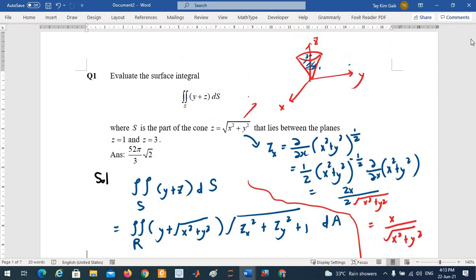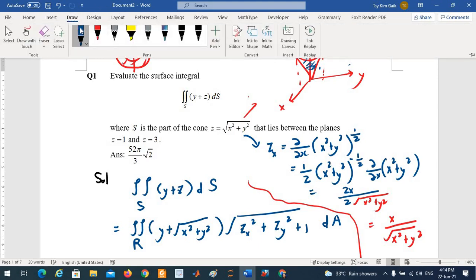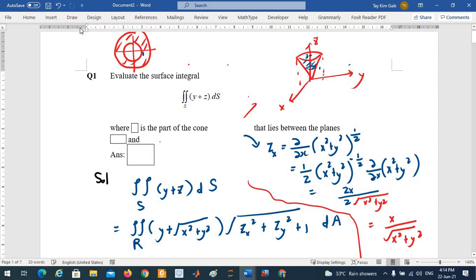You project it on your xy plane, and you will get the region R, a donut region where r is bounded from 1 up to 3. Why 1 up to 3? Because z is bounded by the plane z equals 1, and when z equals 1, r goes from 1 to 3.